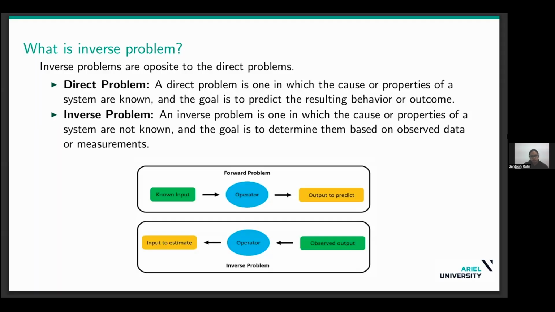So we all know that the first question that arises in our mind after hearing about inverse problem theory is what is an inverse problem basically. Inverse problems are opposite to direct problems. In a direct problem, we know the causes and the properties of the system, and our goal is to find out the resulting outcome or the behavior of the system. So this is our direct problem. But in the inverse problem, some of the internal properties or the causes of the system are unknown to us, and our goal is to find them by using some observed data or measurements. So this is our inverse problem.